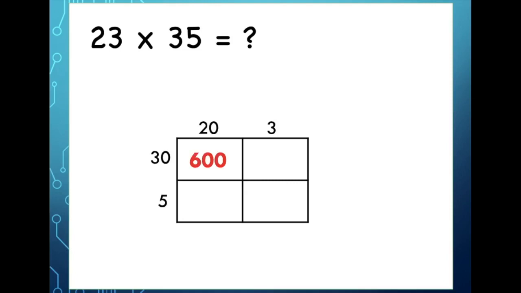Let's multiply. 20 times 30 is 600. 30 times 3 is 90. Let's go to the next row. Multiply by 5. 5 times 20 is 100. And 5 times 3 is 15. In order to get the final product, the students will add 600 plus 90 plus 100 plus 15.